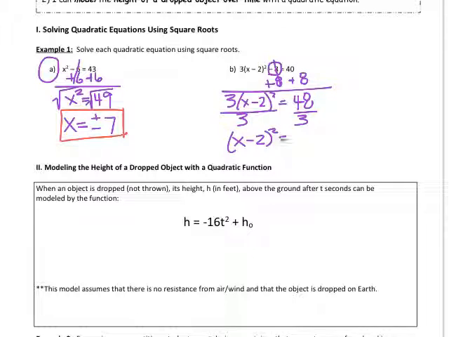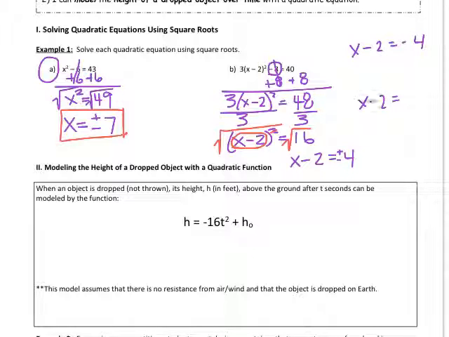x minus 2 squared equals 16. Now I can take the square root of both sides. Remember, the stuff that's left in here is what remains, because we're taking away the square when we take the square root of this side. So my next equation is x minus 2 equals 4, because 4 came from the square root of 16. Actually, that's plus or minus 4. Now I'm going to have two answers: x minus 2 equals negative 4, and x minus 2 equals positive 4.